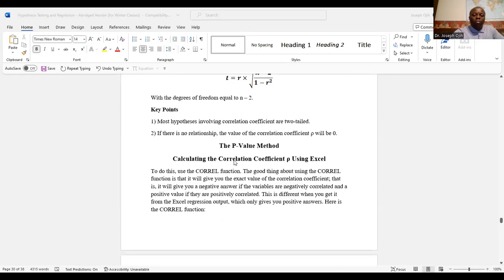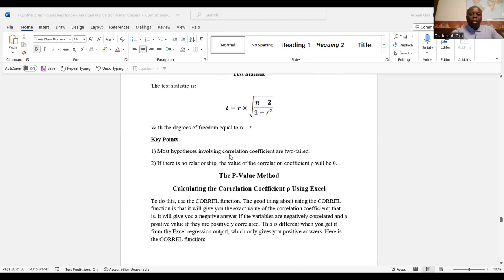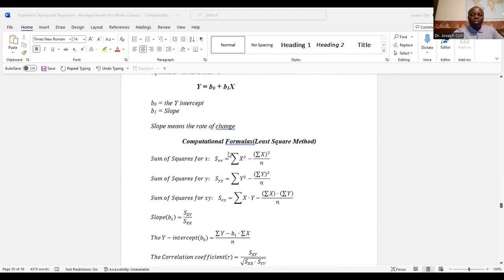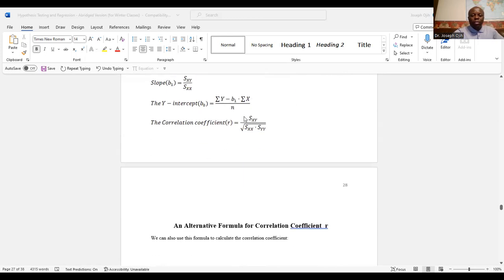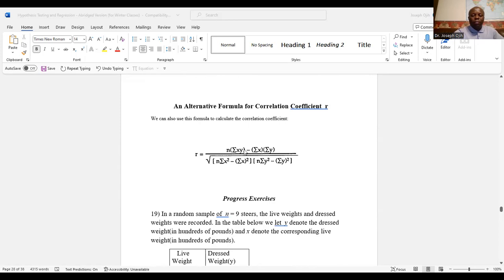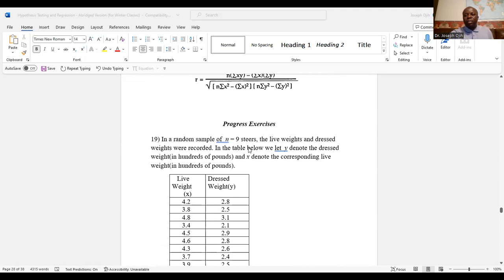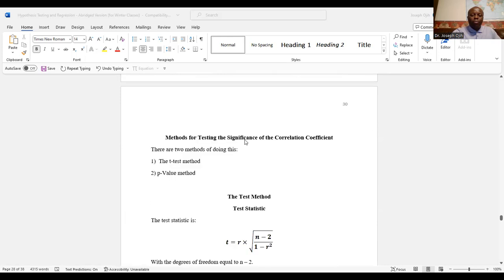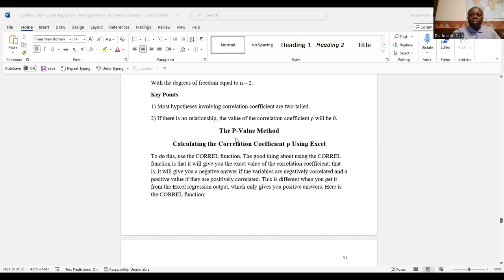But here, we use the p-value method, and like I explained last week, if you want to do this manually with a calculator, it will require a lot of calculations. Get all this, then get the correlation coefficient using this formula here or this formula. That will require a lot of work. So we stick with Excel. Excel makes it easier for us. So we'll be doing another example, and this time around, we'll be testing for the significance of the correlation coefficient.